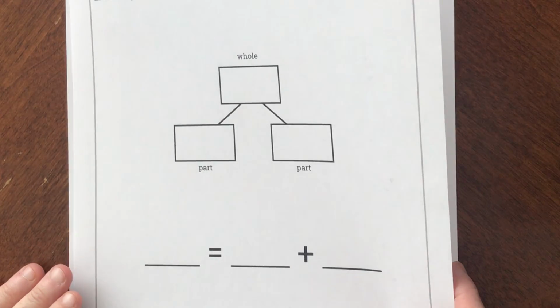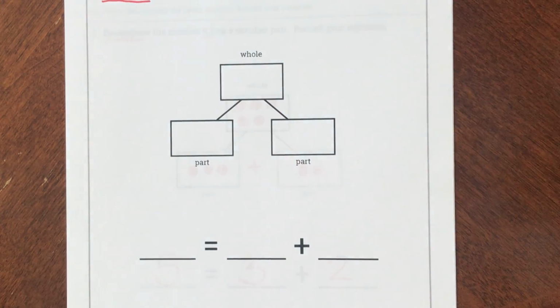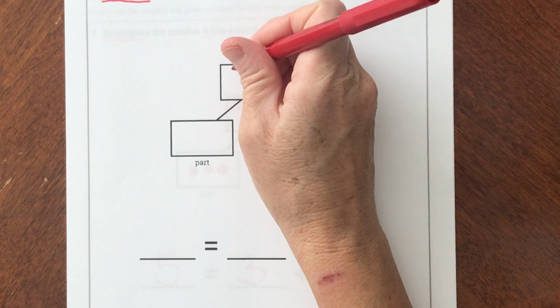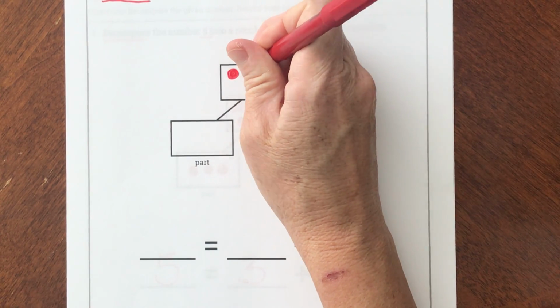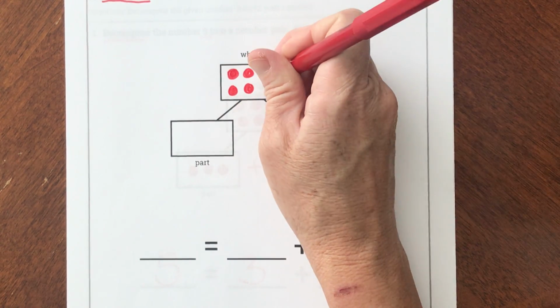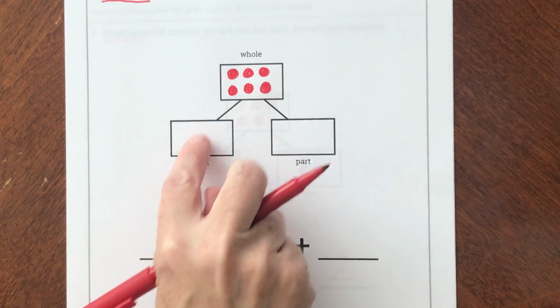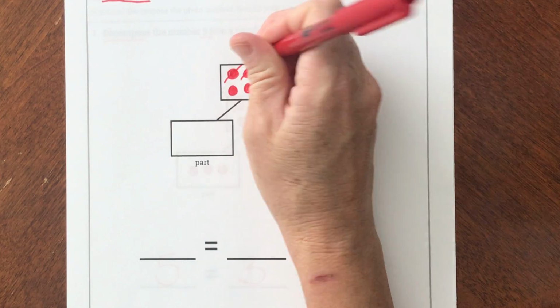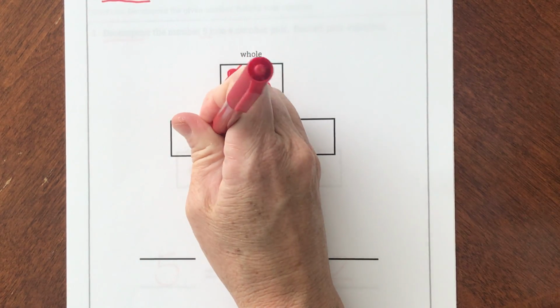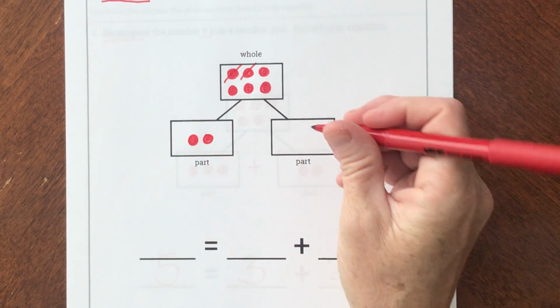This time, my problem says, decompose the number 6 into a number pair. Record your equation. Okay, so this time my whole is 6. 1, 2, 3, 4, 5, 6. Okay, and they want me to decide how to decompose it. Well, I get to choose how many I want to put here. So maybe I'm going to put 1, 2 there. Well, if I put 2 here, how many are left for here? 1, 2, 3, 4.